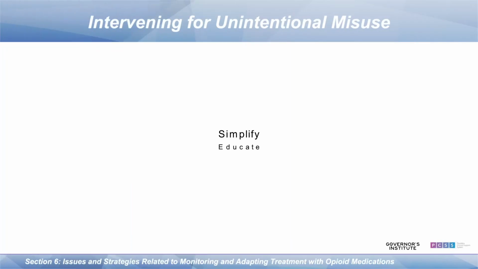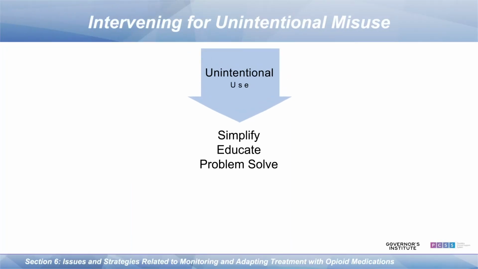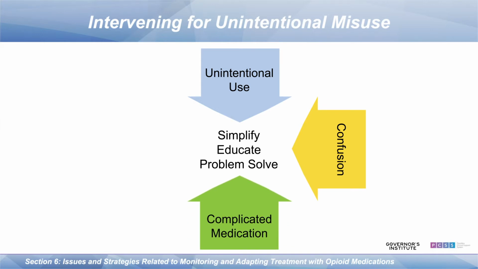Let's look at some of the common categories of medication misuse, starting at the less pathologic end of the continuum. Sometimes misuse of opioid medication may be unintentional, secondary to confusion, complicated medication regimens, or cognitive or sensory impairment.